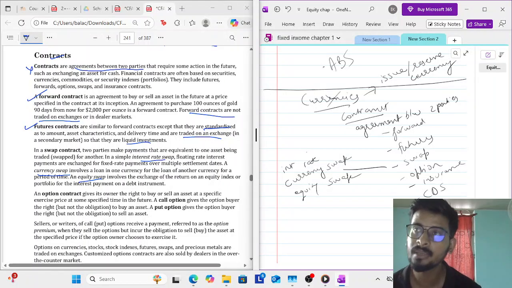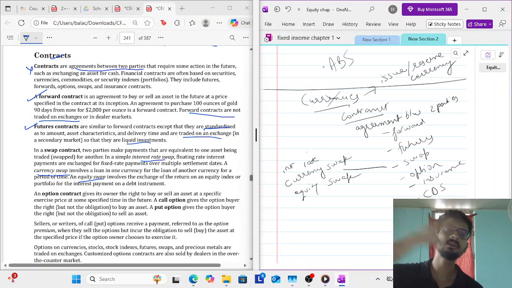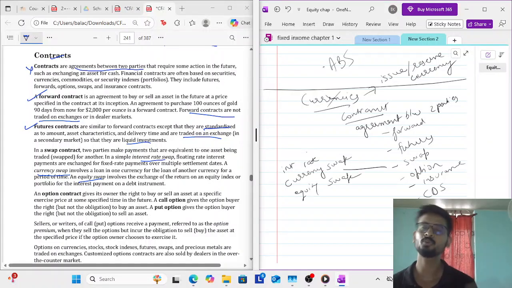Now we're talking about equity. One guy will be giving the equity returns, one guy will be giving debt interest payments. So this is actually a swap. So two parties are coming and having an agreement.